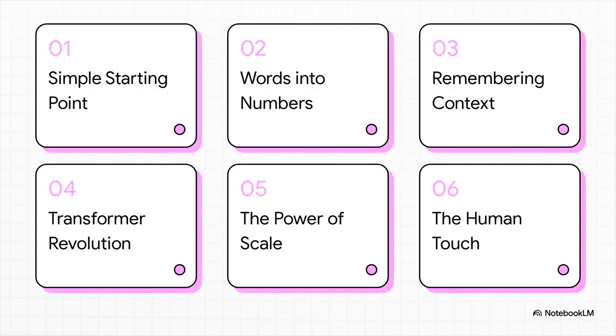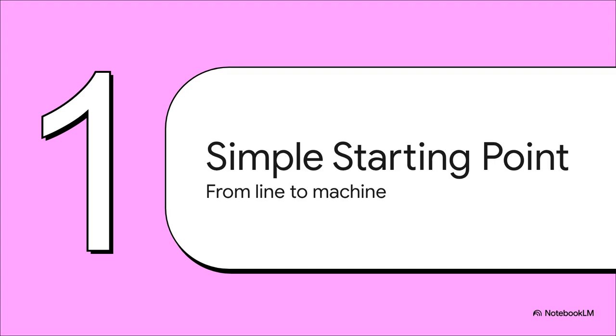So here's our game plan. We're going to start with one tiny, simple building block. Then we'll figure out how to turn words into numbers and give our machine a memory. After that, oh man, we get to the revolution that changed everything. We'll see why large is the absolute magic word, and finally, we'll add that crucial human touch that makes these things actually useful. Okay, so where does this all begin?